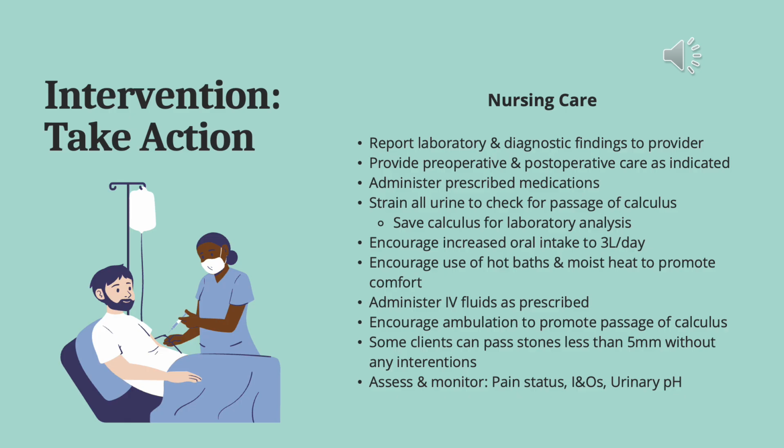If surgical intervention is needed, then we will also provide pre-op and post-op care. But some other things that we are going to do, we're going to administer prescribed medications such as analgesics for pain management and spasmolytics to help ease those ureteral spasms. So in the first 24 to 36 hours, pain is often at its peak, and medications like opioids or NSAIDs may be necessary. We're going to monitor for side effects, especially with those NSAIDs, which can impact kidney function. We're also going to encourage our patients to strain all of their urine.